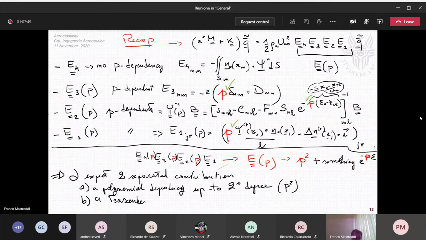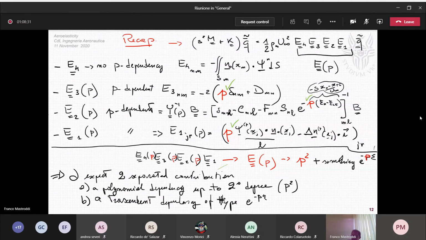and a transcendent, is mathematic, transcendental is philosophy, okay? A transcendent dependency of type e to the power s minus p c. Okay, and what does a polynomial dependency up to second degree mean? What does it mean?